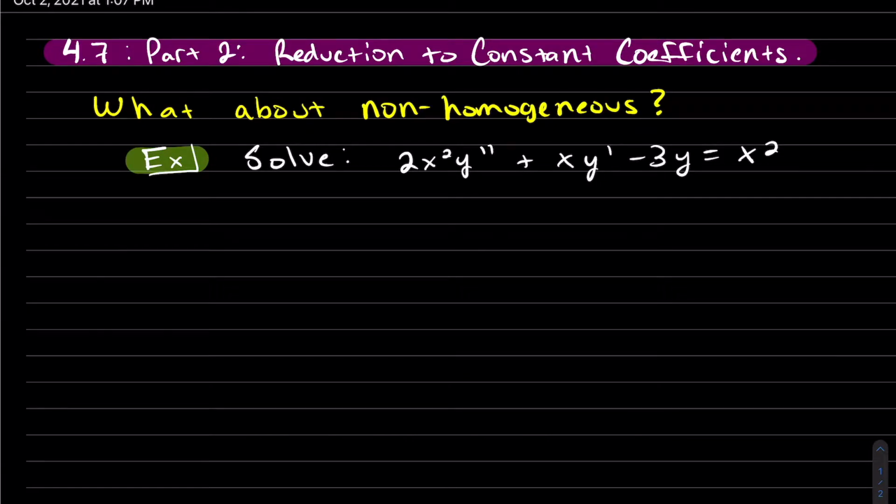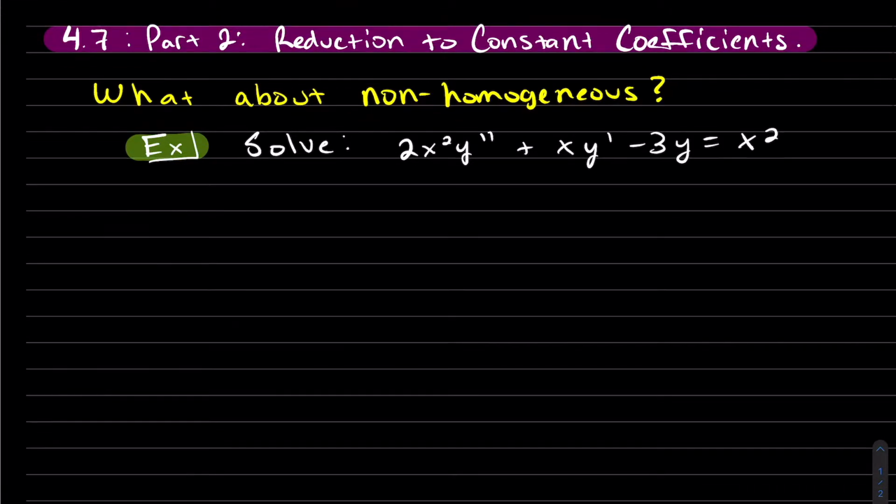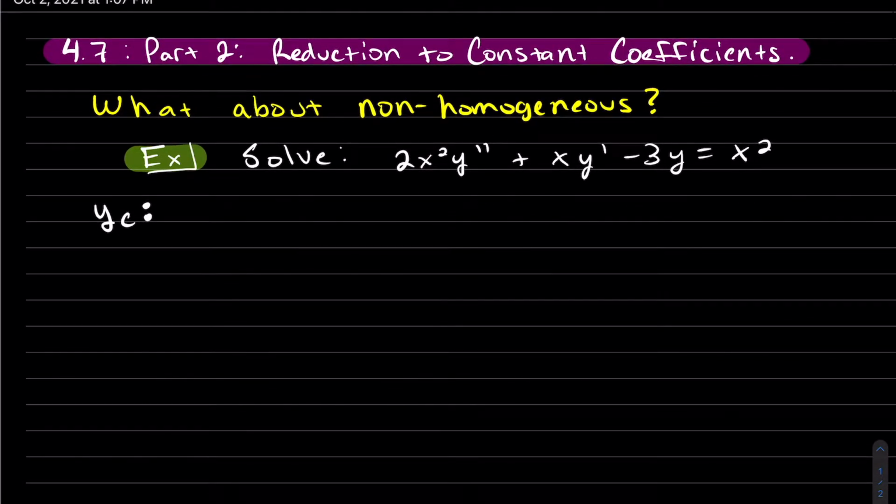Okay, so this is part 2 of 4.7, reduction to constant coefficients. What we're going to talk about today is non-homogeneous differential equations. Here's one. We start off by solving for yc, which is our corresponding homogeneous equation, and we'll use the method that we used in the last video.